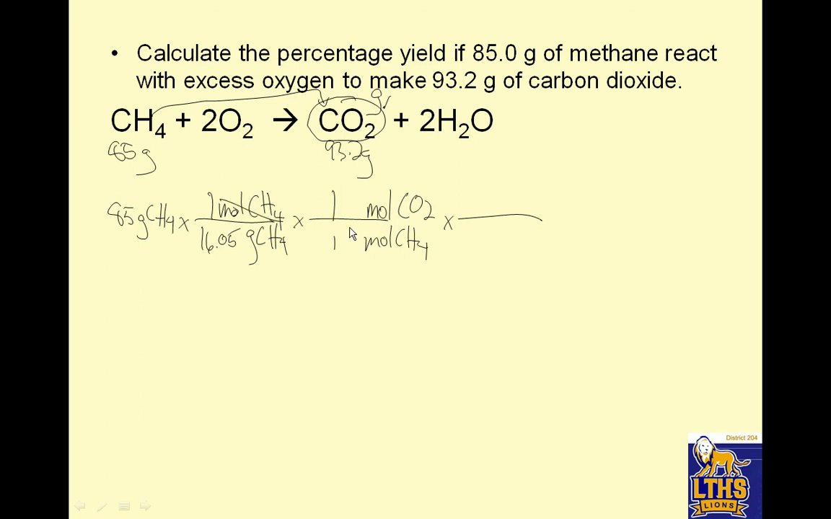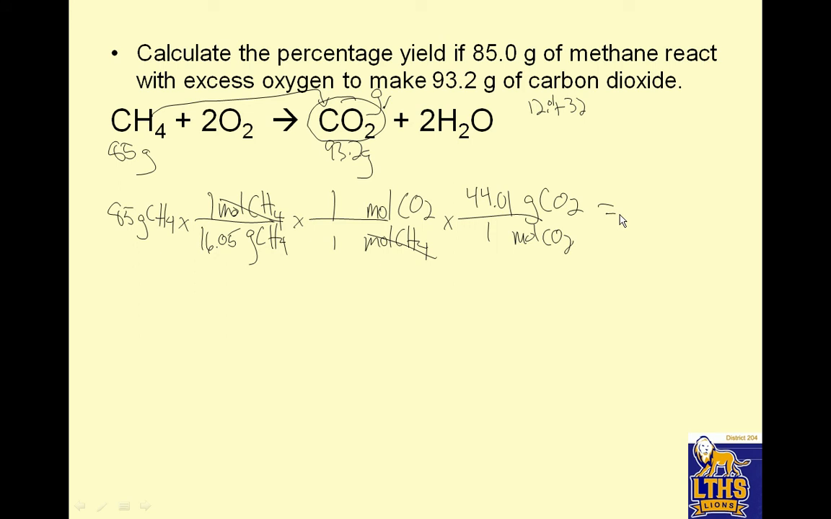Then I cancel my moles. Now I get rid of moles of CO2. I'm going to grams of CO2. 1 mole, go to the periodic table: 12 carbon, 32 oxygen, 44.01. And let's ask our calculator what we should have gotten.